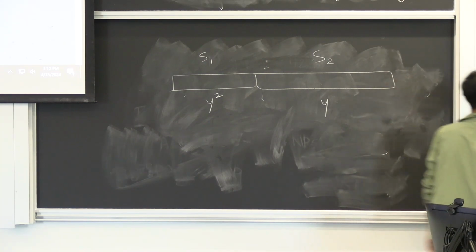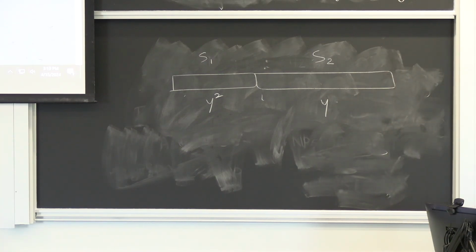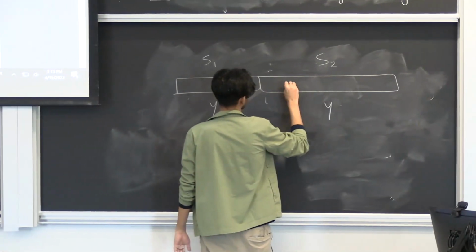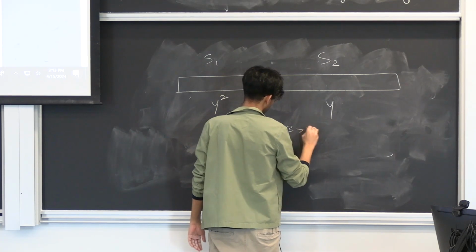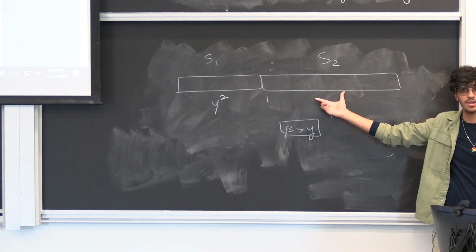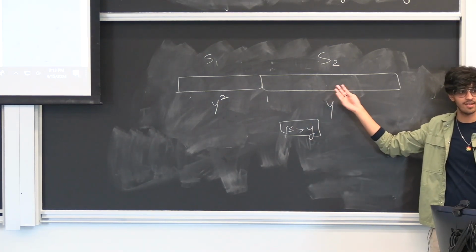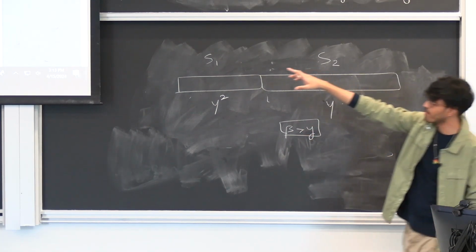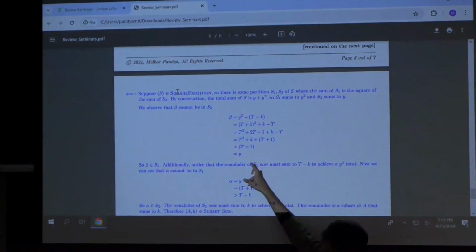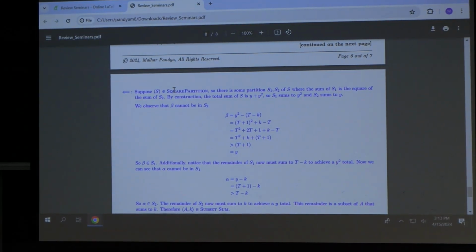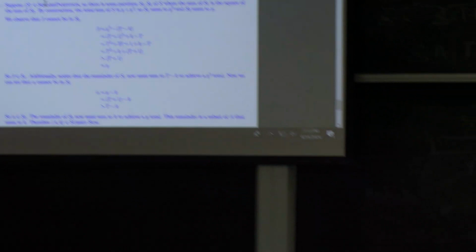Beta, which was this massive y squared minus t minus k, cannot be in S2. Why? Well, because beta is greater than y. Right? If I know that this entire partition S2 sums up to y and beta is greater than it, there's no way that beta can be in there. Otherwise, the sum would exceed y. Right? And I show some math for it, but it essentially boils down to y squared minus t minus k ending up being greater than y. Okay, so we know that beta is here.